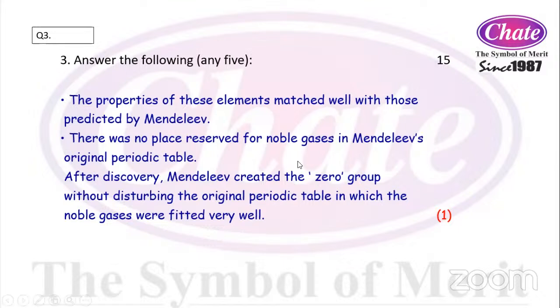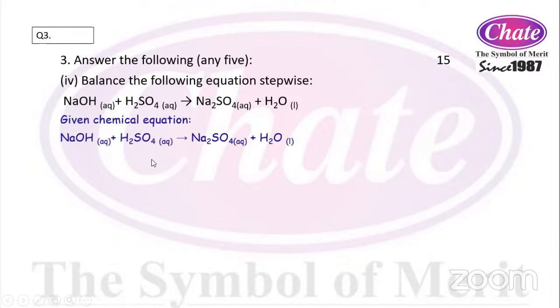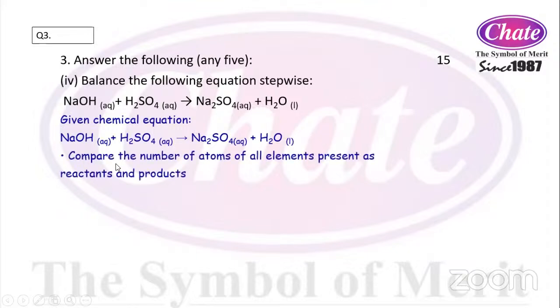Okay. Now the next question, that is to balance the following equation stepwise. So most of the students get doubts like how to write down this question, or where we get the marks on which step. Okay, so let's see one by one. So first, write down the given chemical equation as it is. Then compare the number of atoms of all elements present in the reactants and the products. To compare, you have to create one table.